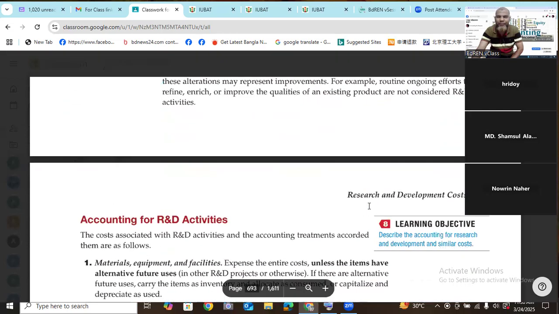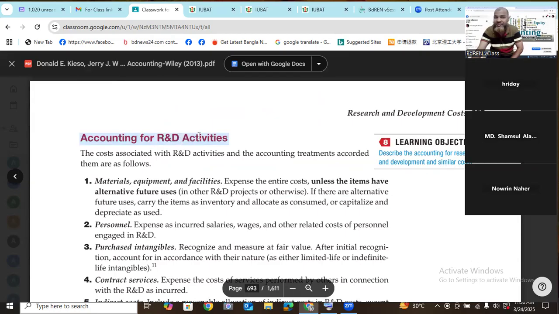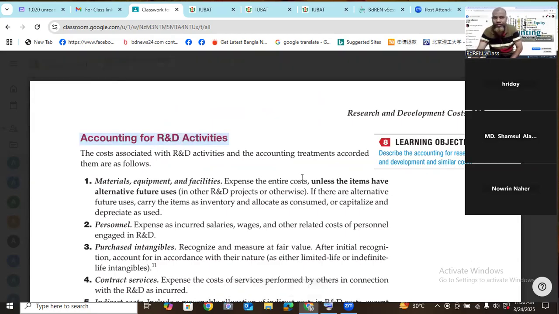Now come to our main thing. We are learning accounting, and we have to know what the treatment of research and development activities in accounting is. So this is called accounting for research and development activities. It is very important for those who want to be professional accountants. So what is the treatment of research and development activities?